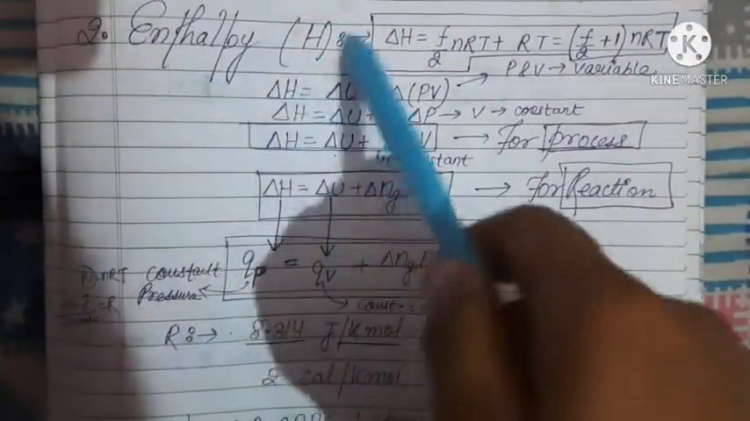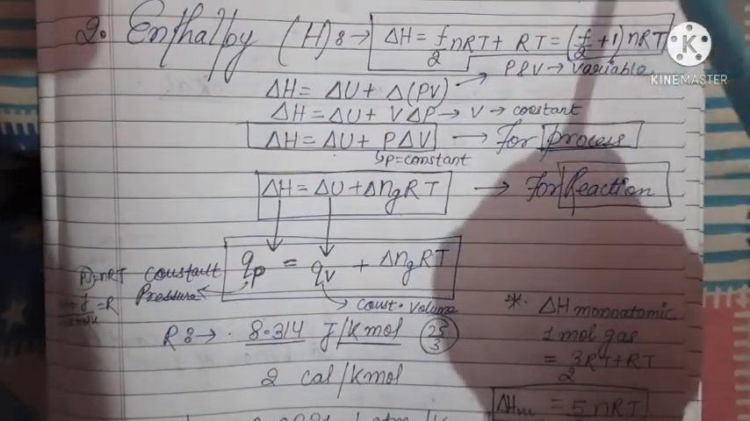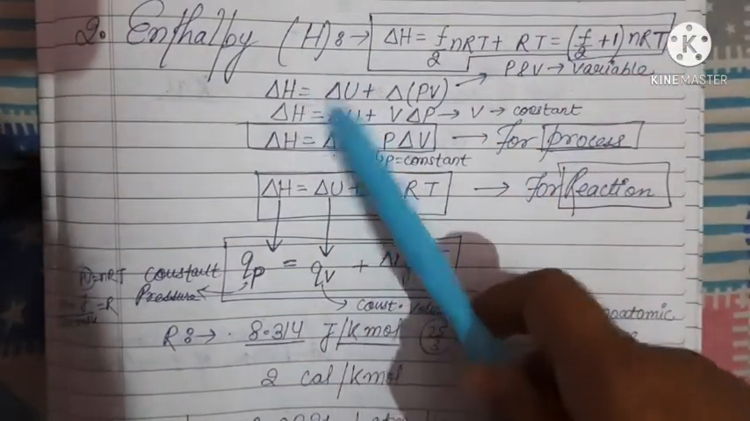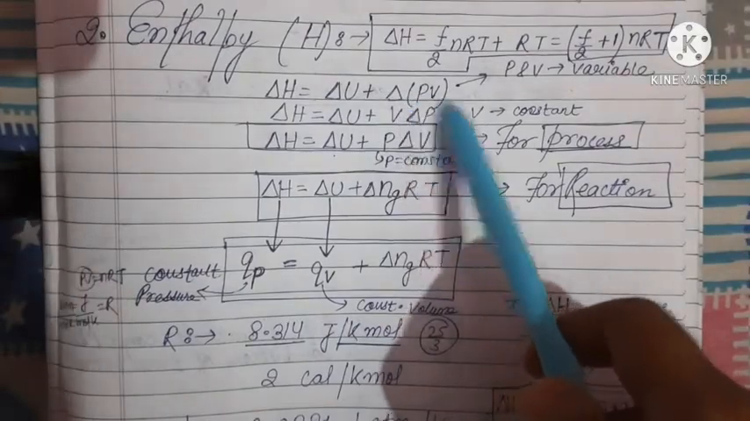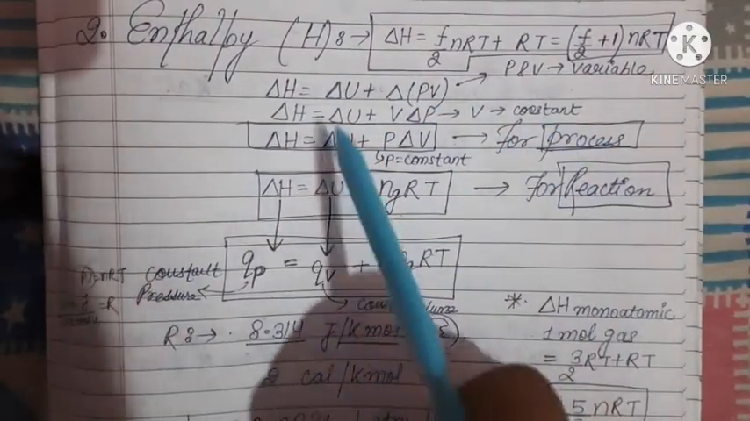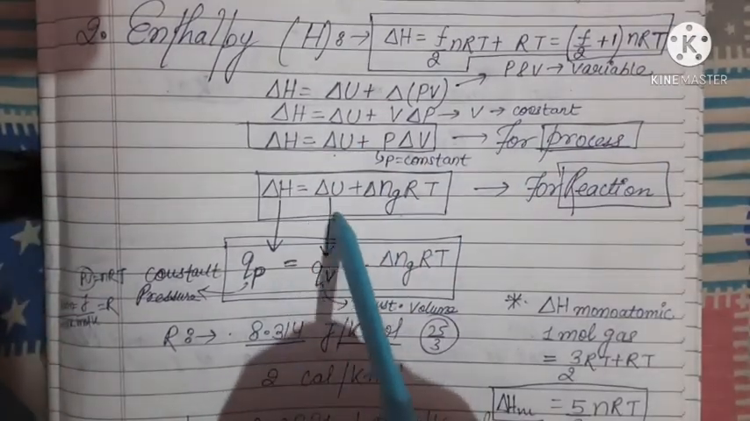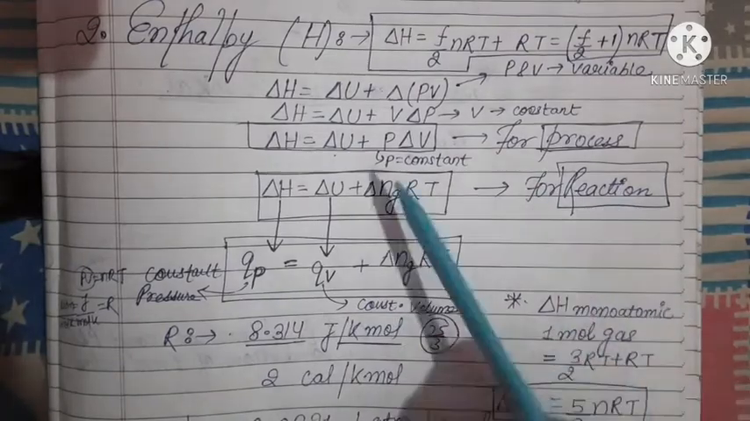Enthalpy: H equal to f/2 nRT plus RT, equal to (1 plus f/2) nRT, or (1 plus f/2) PV. Delta H equal to delta U plus P delta V, or V delta P if V is constant. So delta H equal to delta U plus P delta V for a process, and delta H equal to delta U plus delta Ng RT for any reaction.